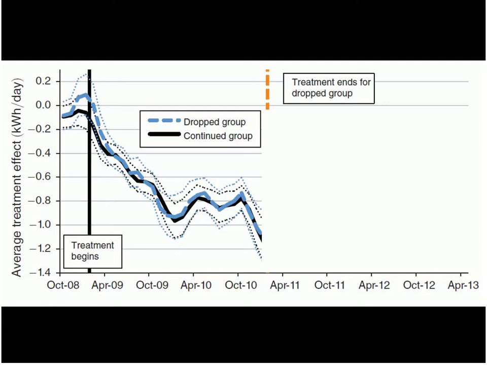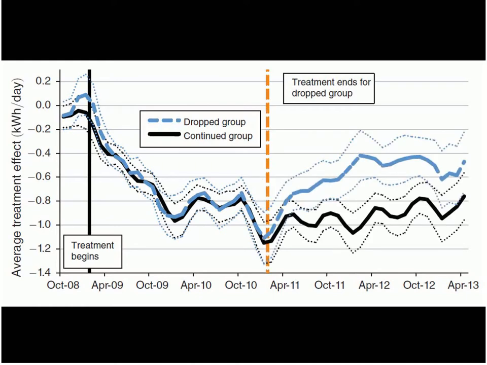But what you see is a quite substantial and economically meaningful decrease in energy use over a 2-year period of getting these mailers, and it's unclear whether this is leveling out here or if they would have kept going further and further, but whatever. And then what they do is at this point, the continued group, which is going to be the black line, keeps getting those mailers, and in the drop group, at this point, they stop getting the mailers.